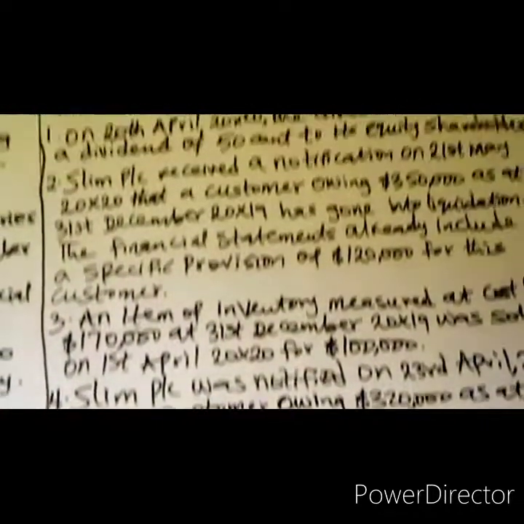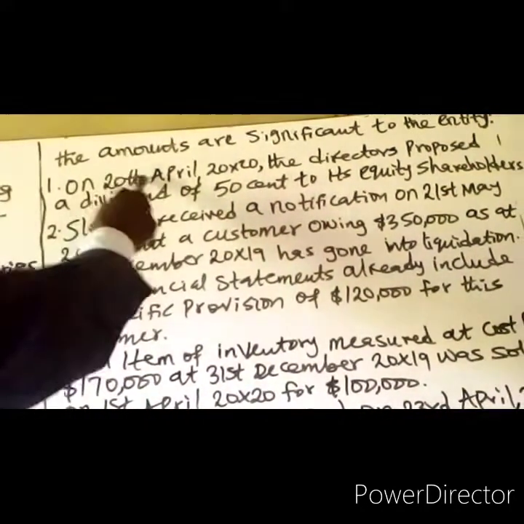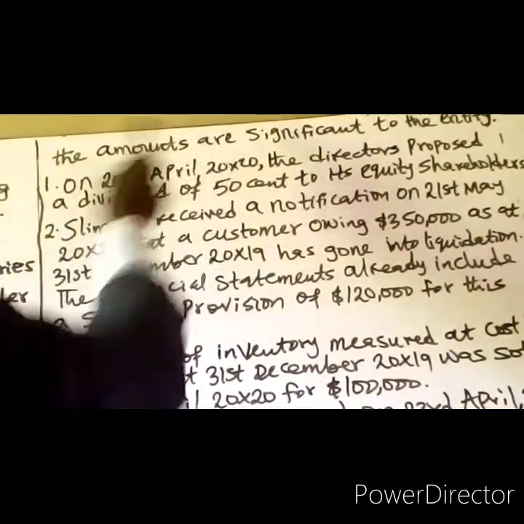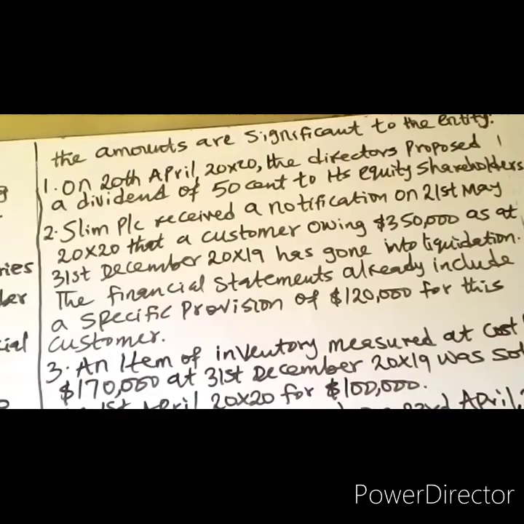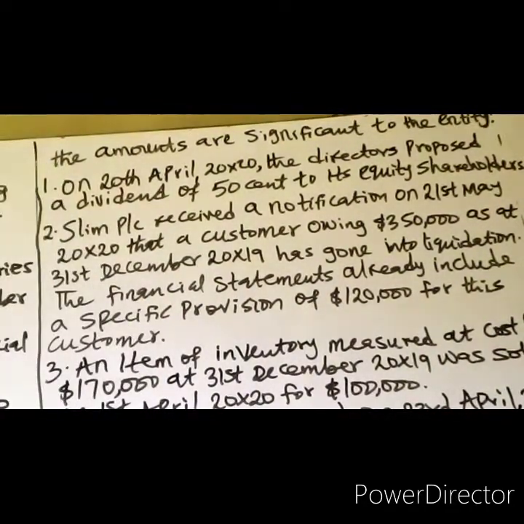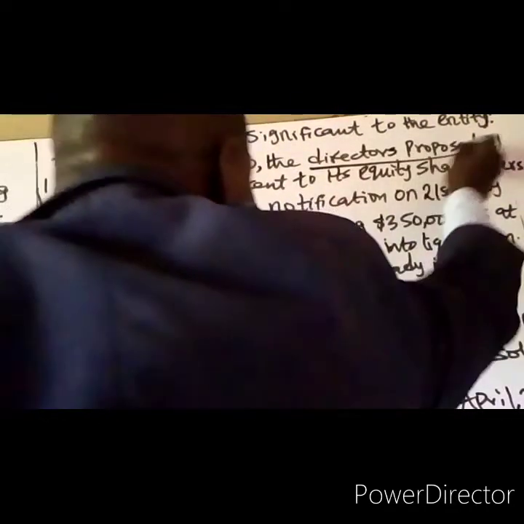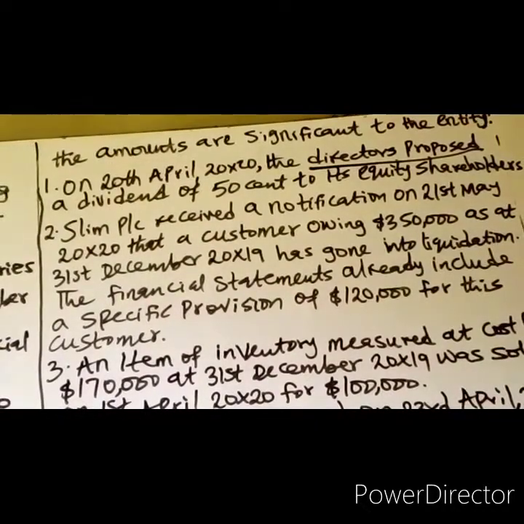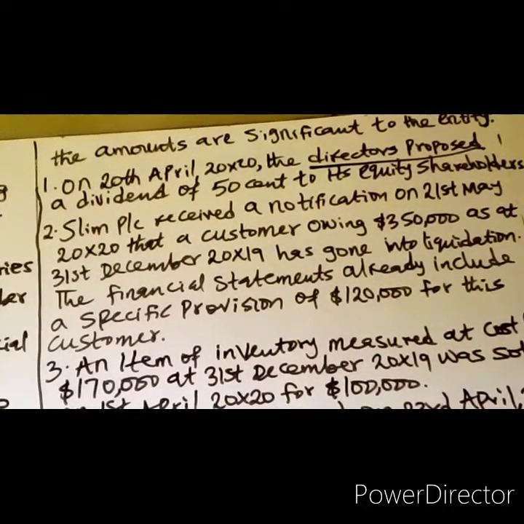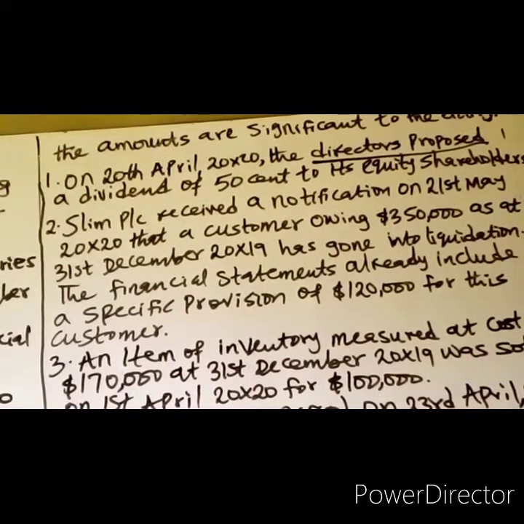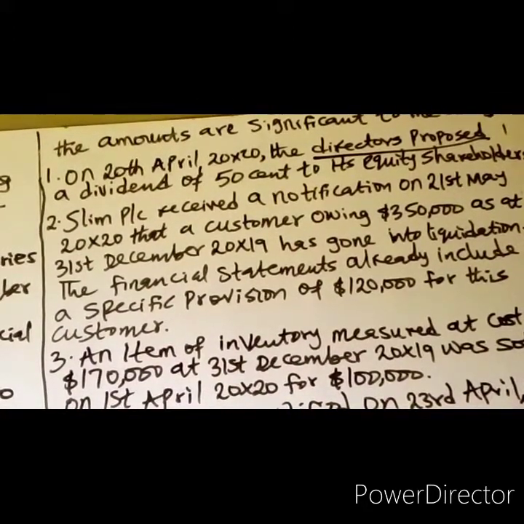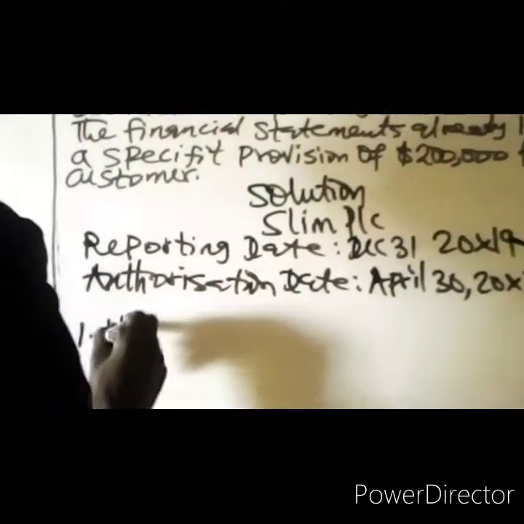1. On 20th April 2020, the director proposed a dividend of 50 cents to its equity shareholders. The condition, that is the dividend proposed, was not in existence in the reporting period. So since the condition attached to the dividend proposed was not in existence in the reporting period, that is said to be a non-adjusting event.